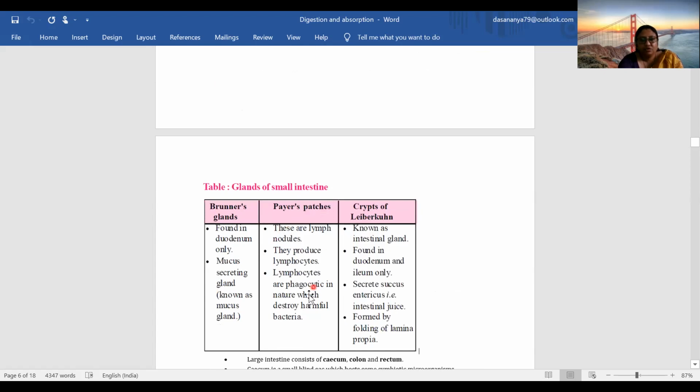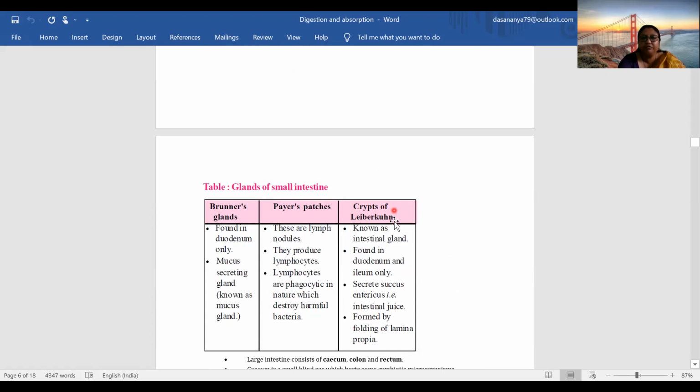Okay. Other than that, Peyer's patches are there, and they are there for lymphatic function. That means they will be helpful in immune response. They are full of phagocytes, which, if any harmful substances, that is microbes, are coming through food, will try to eat them up so that they don't cause us any disease.